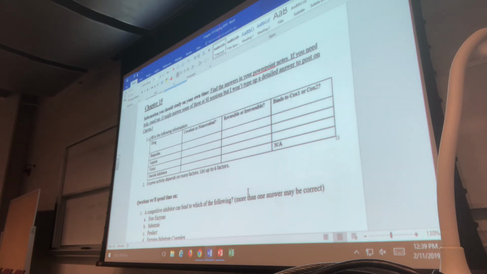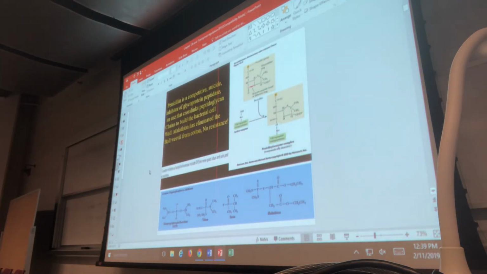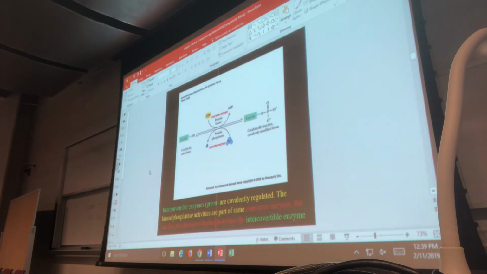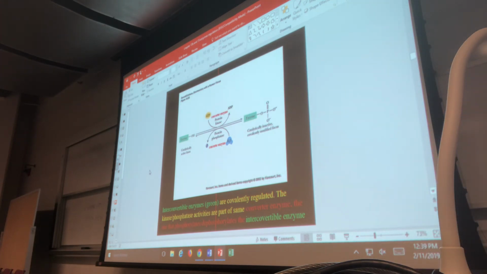A good example of a suicide inhibitor is penicillin, which you can find details on right here, okay? But I'm going to move on. The main thing with chapter 15 is it tells you the different ways enzyme activities can be regulated. The first way they detail is through something called covalent modification. You're going to need to know the different ways enzymes are regulated. The very first one is covalent modification, which is this thing here.